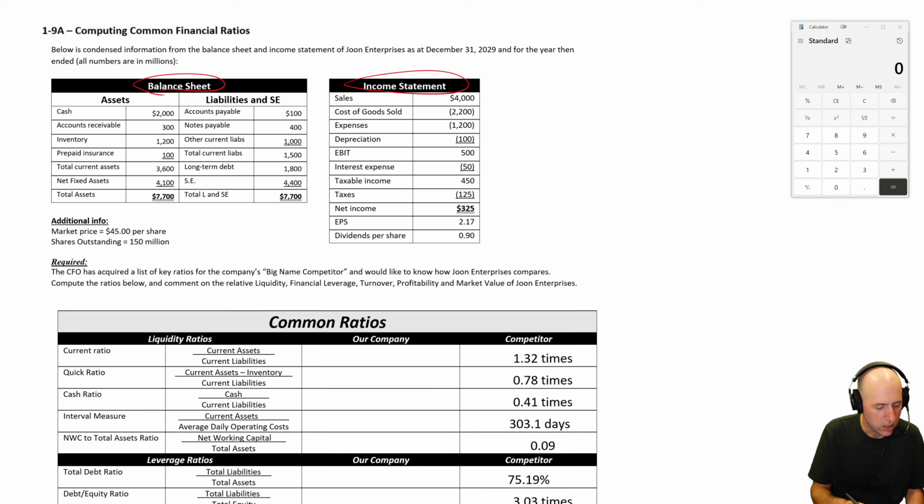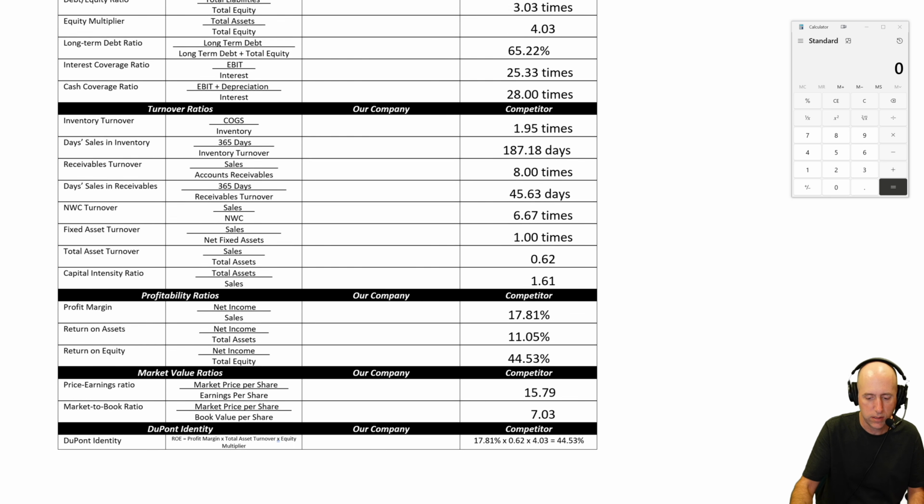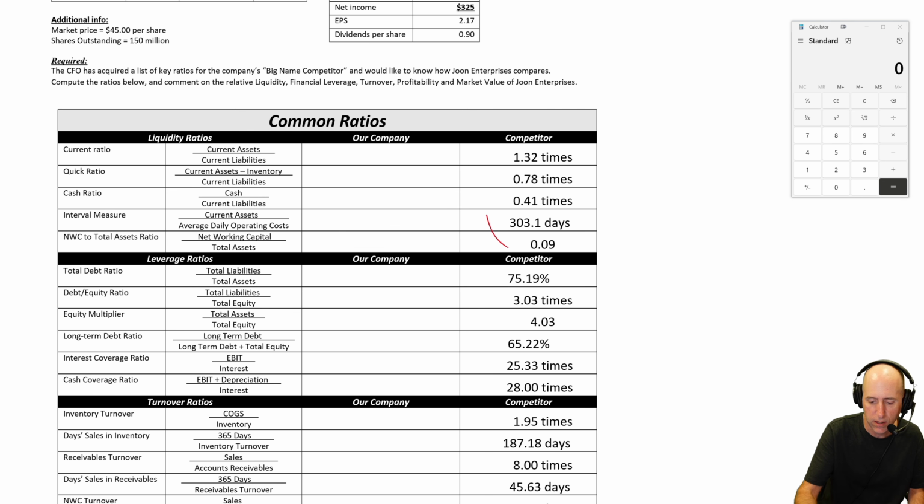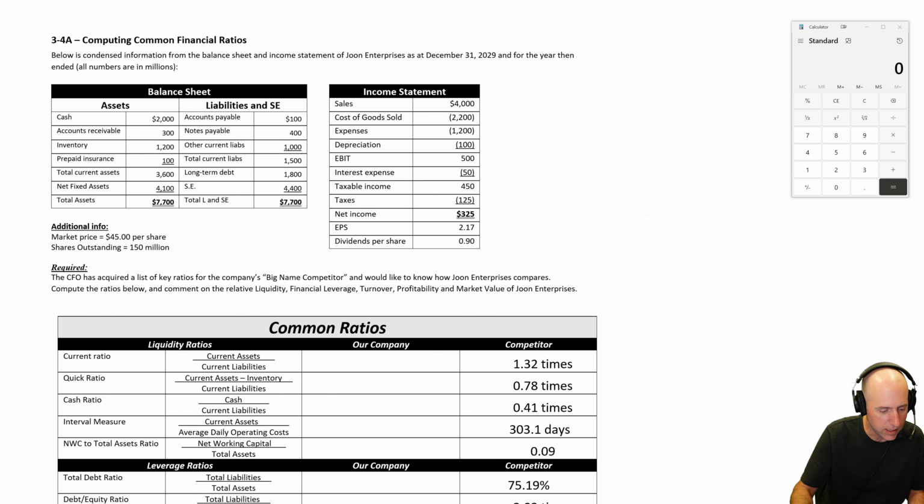Some additional information there. It says the CFO has required a list of key ratios from the company's big name competitor and would like to know how June Enterprises compares. Compute the ratios below and comment on the liquidity, financial leverage, turnover, profitability, and market value of June Enterprises. Okay, so we've got a big long list of ratios to compute. We've got our competitor numbers here. We're obviously going to be filling in our own numbers in the space provided here.